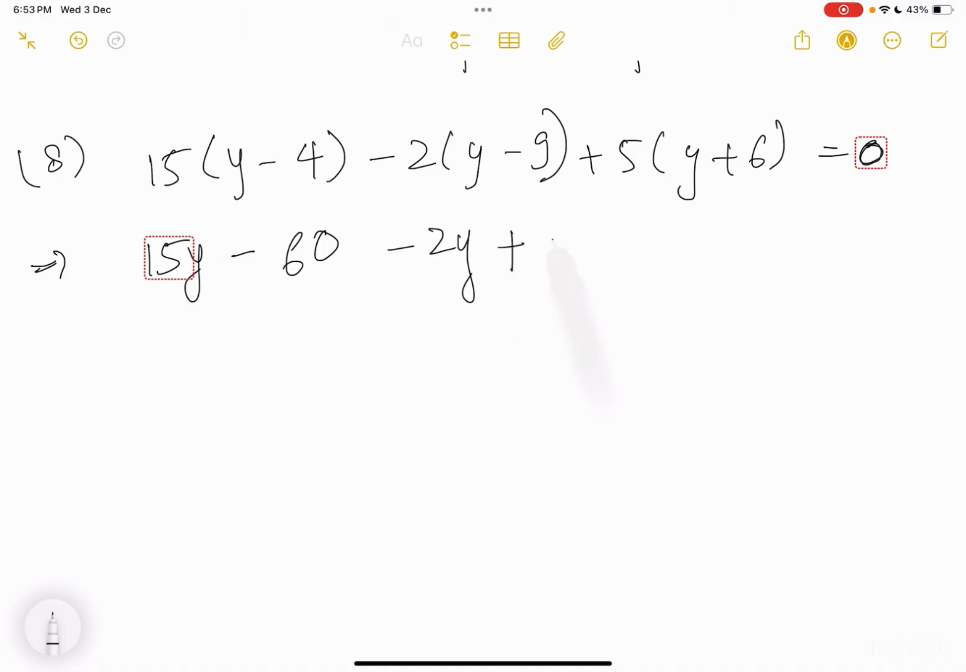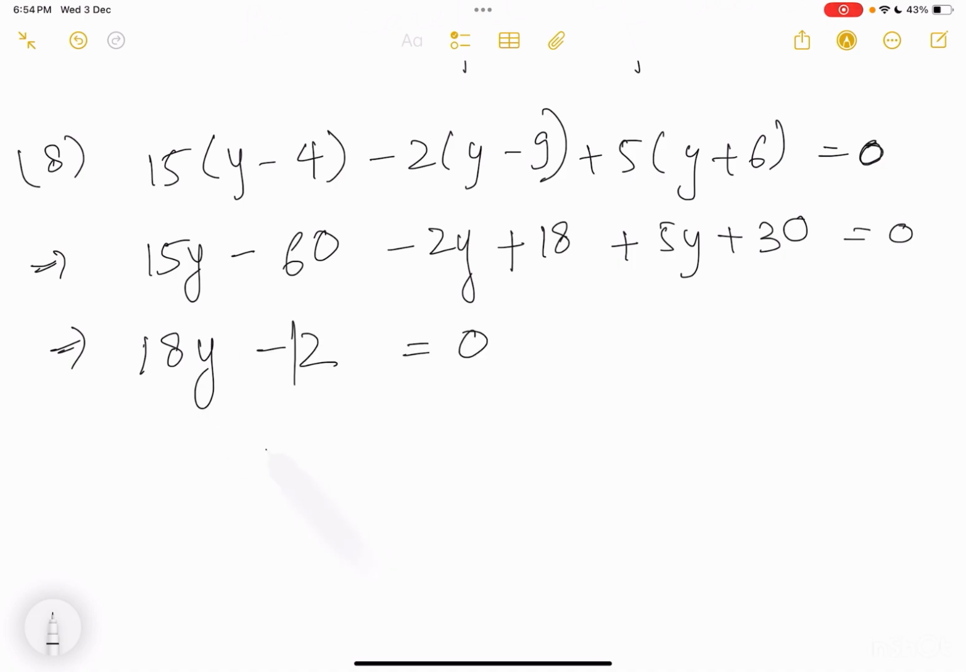Please be careful with the sign. Don't make mistakes with the sign. The moment you make a mistake with one sign, you are getting the whole question wrong. Please be really careful with the sign. This is plus 20 minus 2. This will be 18y. And here you will be getting y. 18y is equal to, now you can bring the number on the other side.